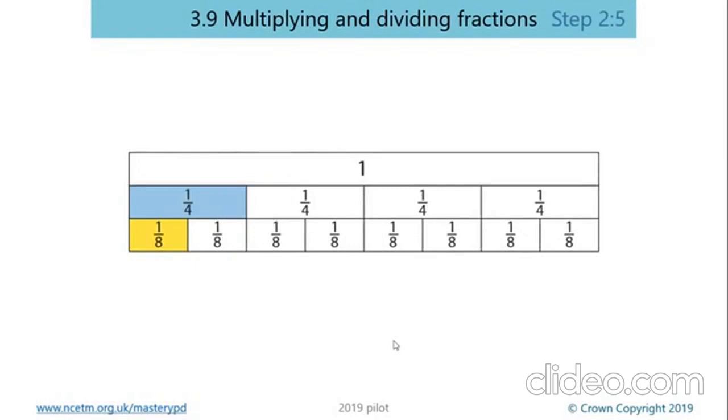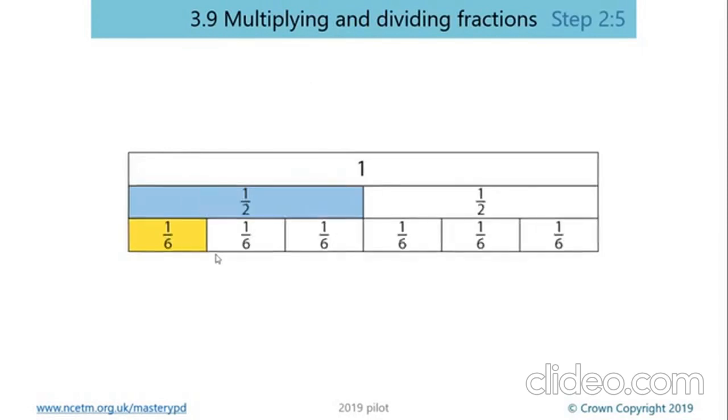Let's have a look at this one. What question would go here? So we've got 1 whole divided into quarters, and then we've divided the quarter into how many parts? 1, 2. What would the question be? 1/4 divided by something equals 1/8. Did you get it right? Remember, it's the same as 1/4 multiplied by a half.